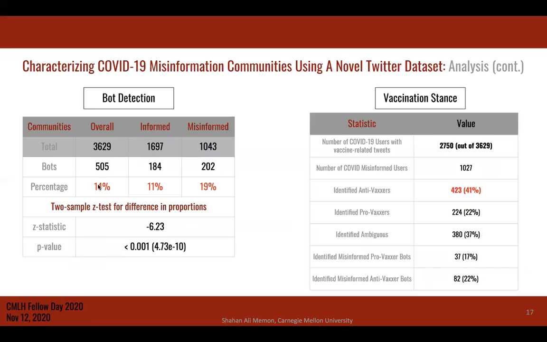In terms of bots, what we find is that 14% of the COVID-19 discourse was based on tweets of bots, and the bots were present in both informed and misinformed discourse. However, the proportion of bots within the misinformed users was much higher than the informed users. In terms of the vaccination stance, we found that 41% of the misinformed users within the COVID-19 discourse were also anti-vaxxers.